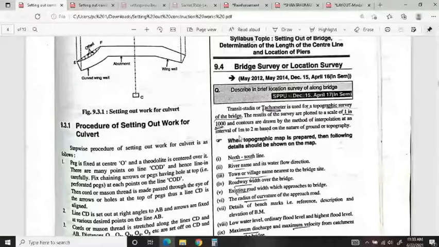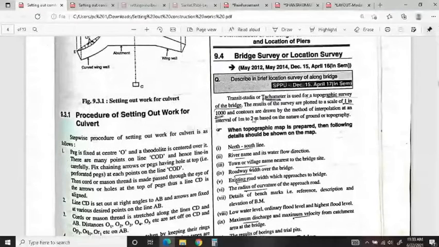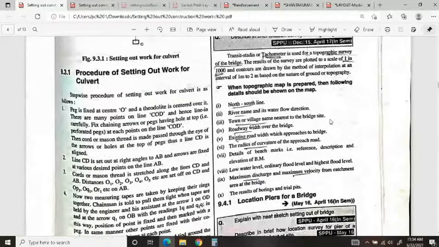So the contours are drawn by the method of interpolation at an interval of 1 to 2 meters, based on the nature of the ground or topography. So directly we can't go for the construction of the bridges. We have to do some preliminary surveys, and we have to see some topographic structures, whether there are lakes or mountains or any rivers, railway tracks, etc. We have to see all those things before we go for the construction of the bridge. So then we will call it a preliminary survey. After doing the preliminary survey, we will go for the detailed survey.